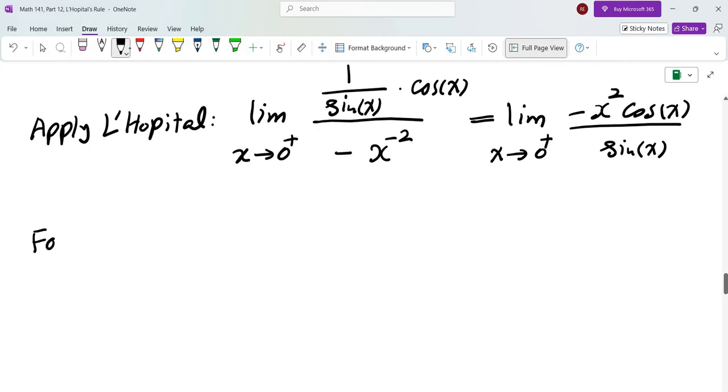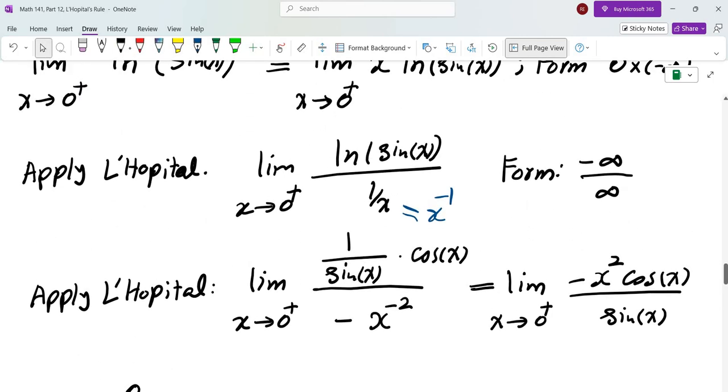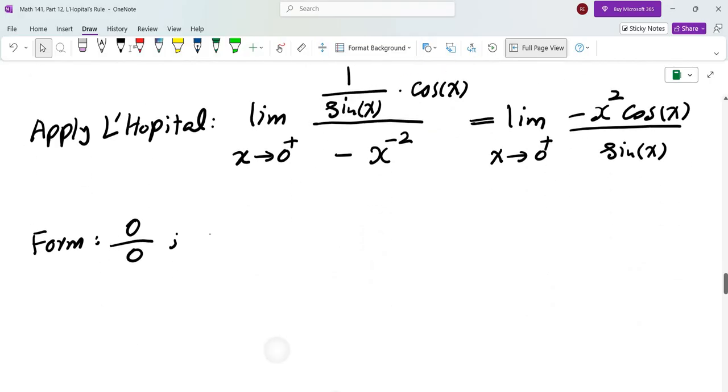Now let's see what form it is. This is the form of 0 over 0 again. So it is another indeterminate form. Previously it was infinity over infinity, now it turned into 0 over 0. But again, we can apply L'Hopital's rule. So let's apply that to see what we get.